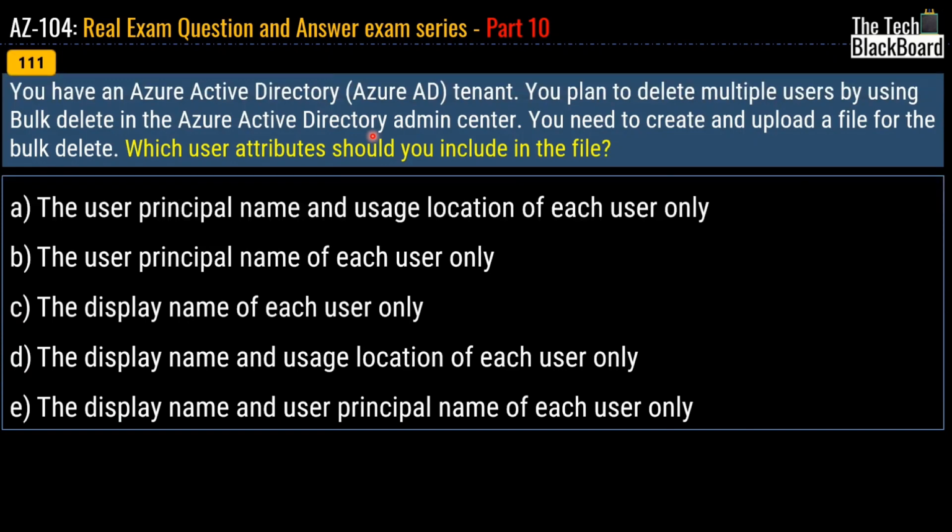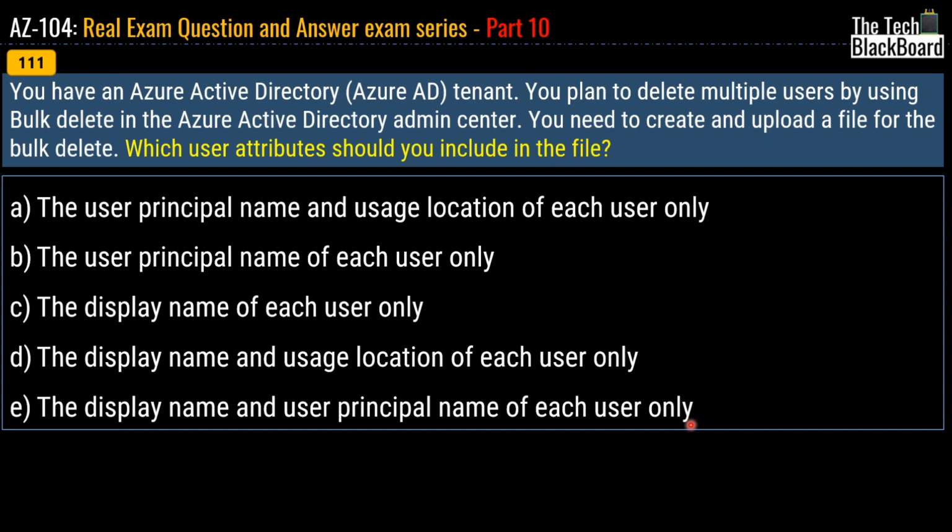Coming to our question number 111, and it says that you have an Azure Active Directory tenant. You plan to delete multiple users by using a bulk delete in Azure Active Directory Admin Center. Now you need to create and upload a file for the bulk delete. Which user attribute should you include in the file? And your options are the user principal name and usage location of each user only. Or the second option is the user principal name for each user. The third option is the display name of each user, or the display name and usage location for each user. Or the last option is the display name and the user principal name for each user only.